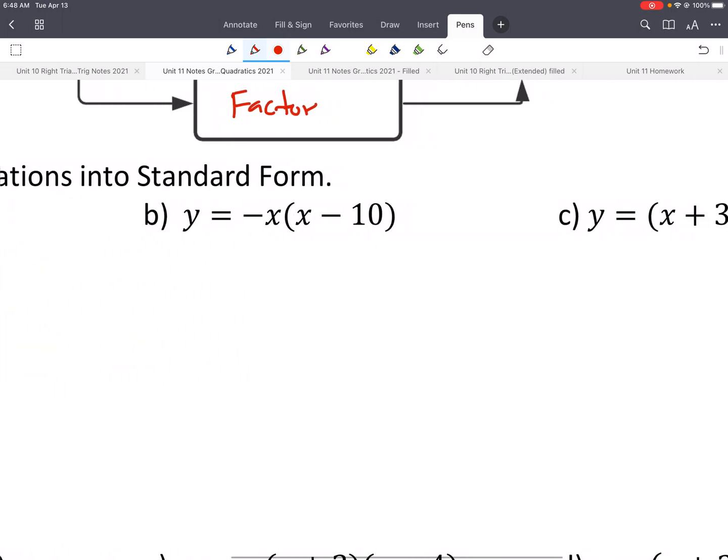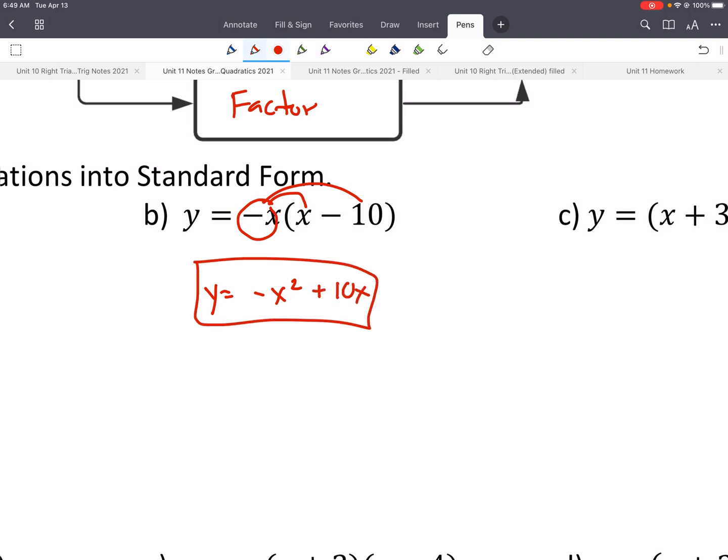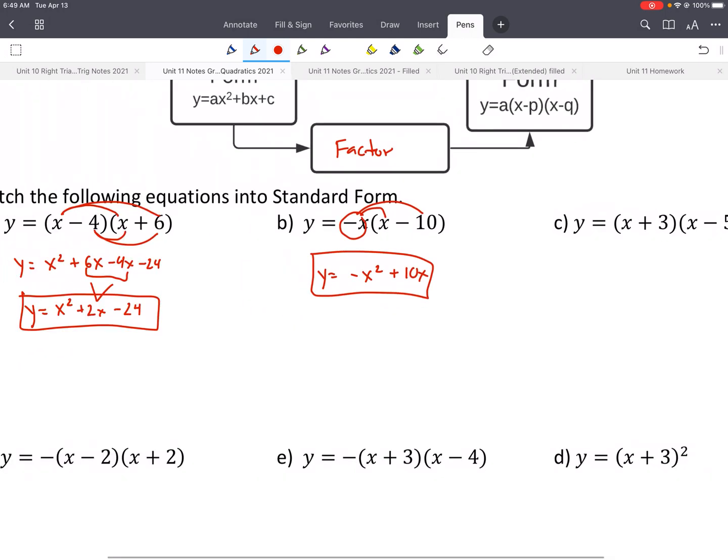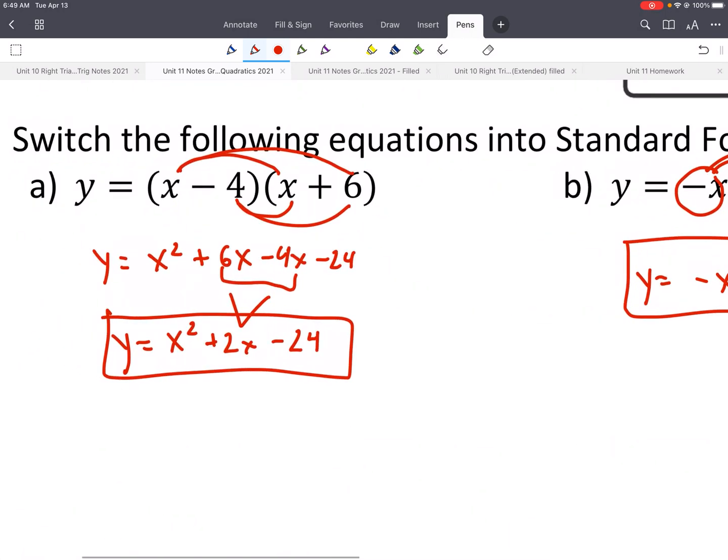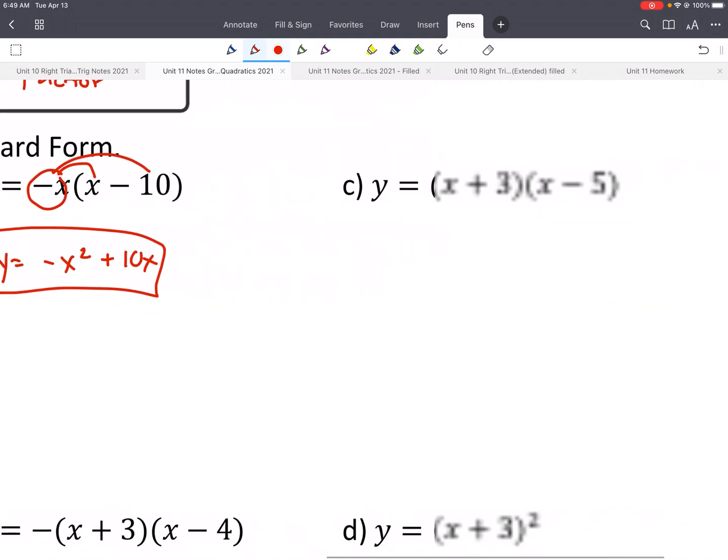All right. Again, all we need to do is distribute. So we're going to distribute this negative x. We'll get y is equal to negative x squared. And then negative x times negative 10 will give us a positive 10x. Okay, so sometimes you only need to distribute one time. I mean, I guess twice. Here we do it like 4 times. But okay, and then one more.